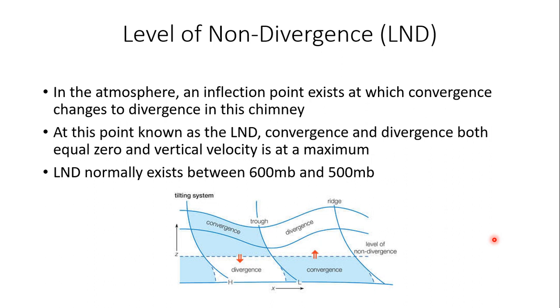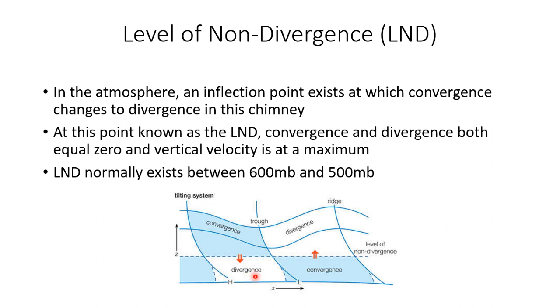And the level of non-divergence at LND normally exists between 600 millibars and 500 millibars. Now, just for reference, 500 millibars is 18,000 feet above the ground. 600 millibars is going to be about 14,000 feet above the ground.